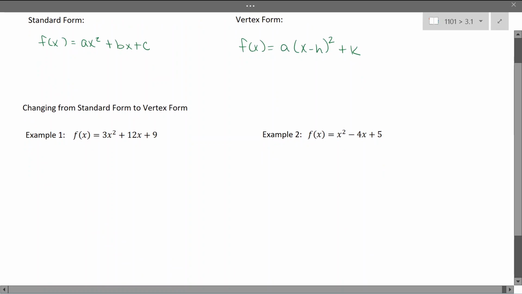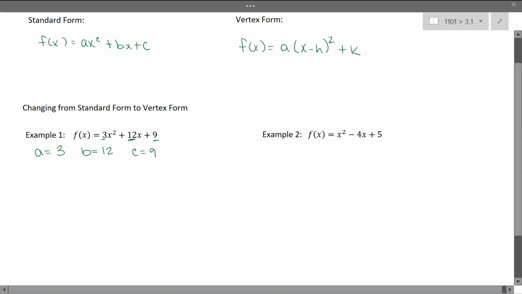Example 1, we have f of x equals 3x squared plus 12x minus 9. Our first step is to identify our a, b, and c. Our a is always our number in front of our x squared, so that's going to be 3. Our b is always our number with our x, so b is going to be 12. And our c is the number by itself, so that's going to be negative 9.